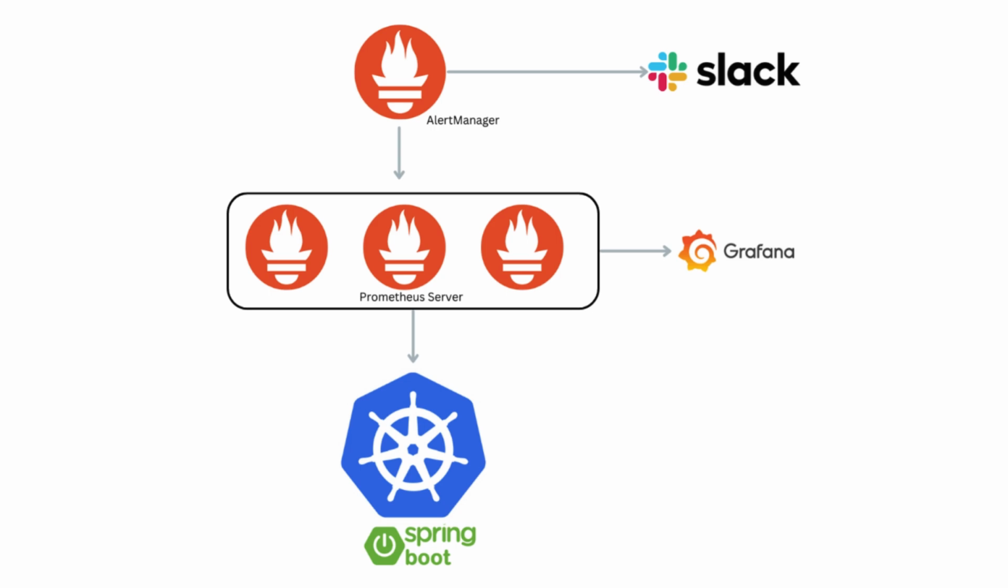Overall, with EFK for logging, Prometheus and Grafana for monitoring, and tools like Alertmanager and Jaeger for performance tracking, I can ensure that we not only have detailed observation of the Kubernetes environment, but also the ability to quickly act if any issue arises.